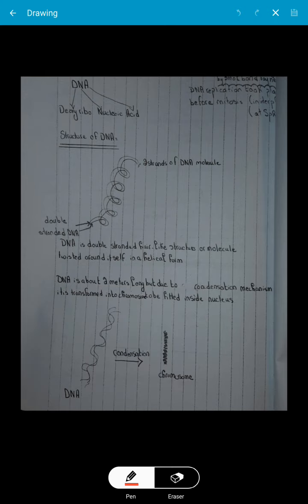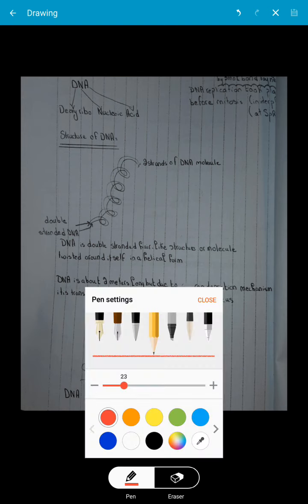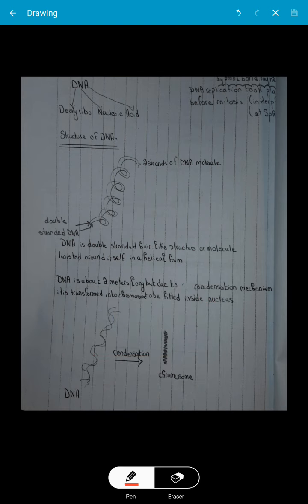So it is twisted. DNA is twisted in a helical form. It is double-stranded. You should know this information very well, okay? DNA is about 2 meters long. It is very, very, very long. But due to the condensation mechanism, it is condensed.